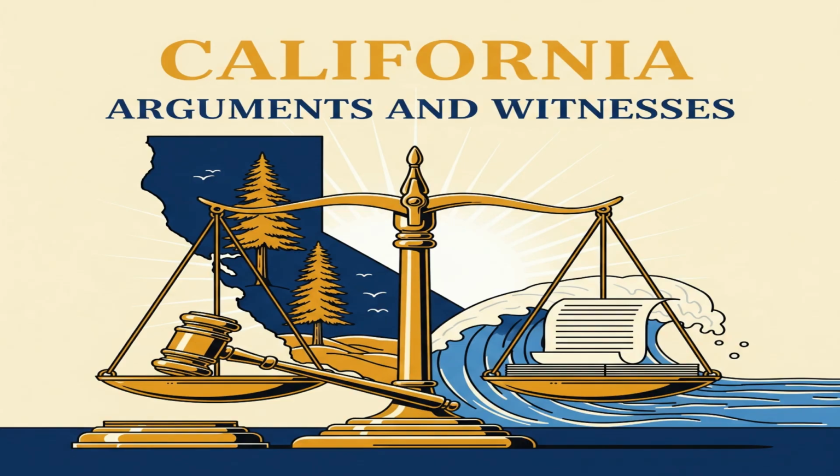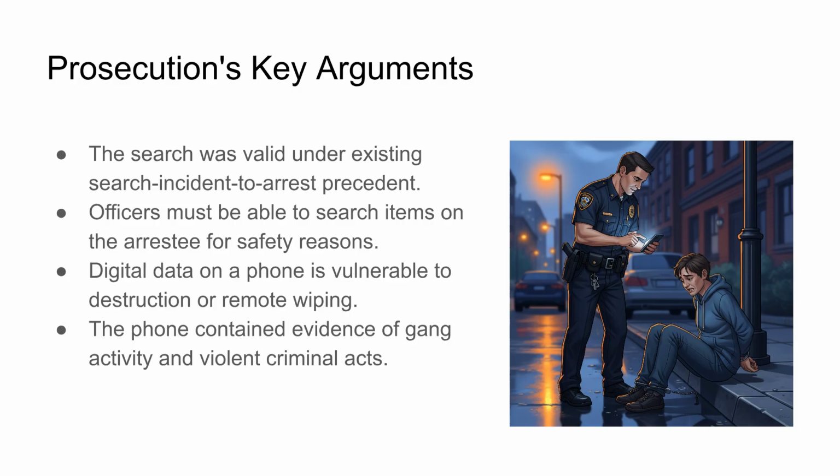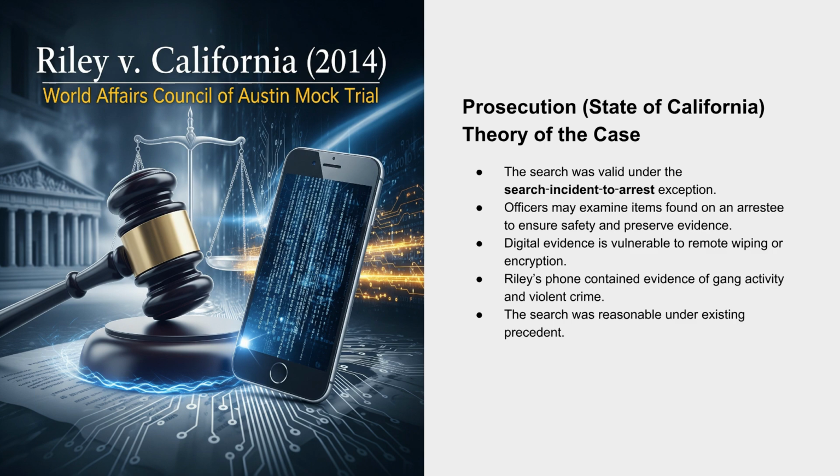Next, we will review the arguments and witnesses presented by the state of California, the prosecution. The prosecution argued that the search was valid under the existing search incident-to-arrest precedent to ensure officer safety. They stressed that digital data is vulnerable to remote destruction, and the phone contained evidence of violent criminal acts. California's theory was that the search was reasonable and valid under the search incident-to-arrest exception, necessary to preserve evidence that could be easily destroyed or encrypted.